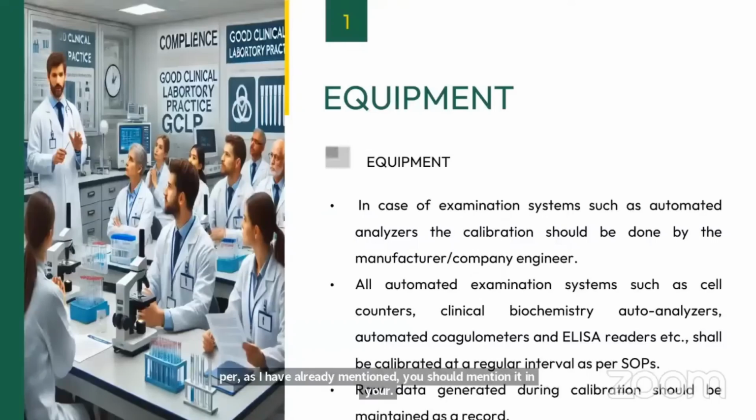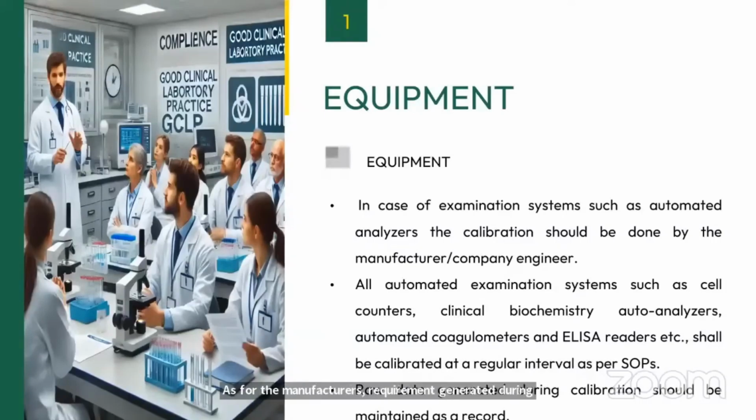Raw data generated during the calibration should be maintained as a record. So whatever raw data is generated, whatever calibration curves are generated, whatever the values of the voltmeter or the ammeter, or whatever other readings of your cuvettes and syringes there are, all those data should be recorded and kept as raw data for your calibration.